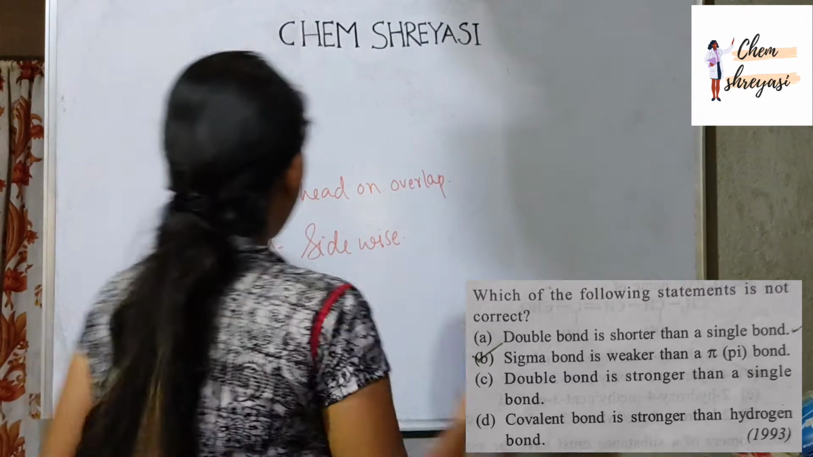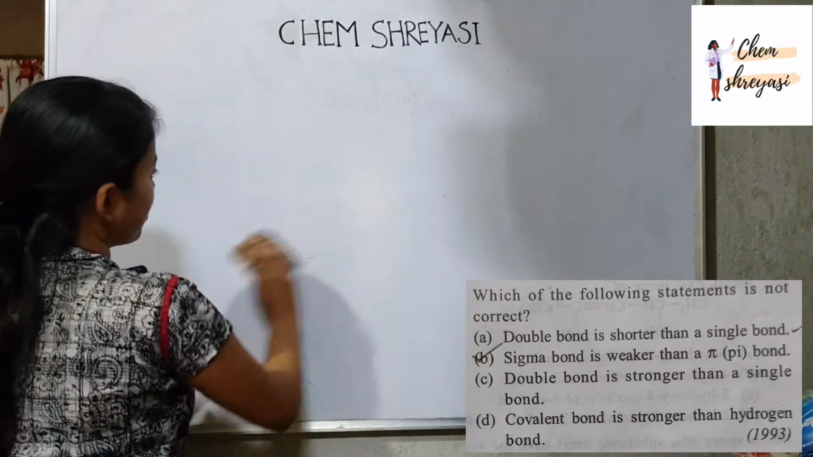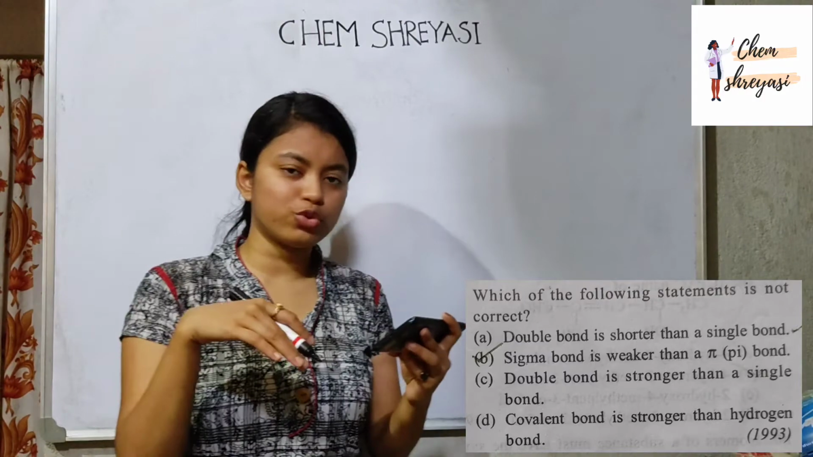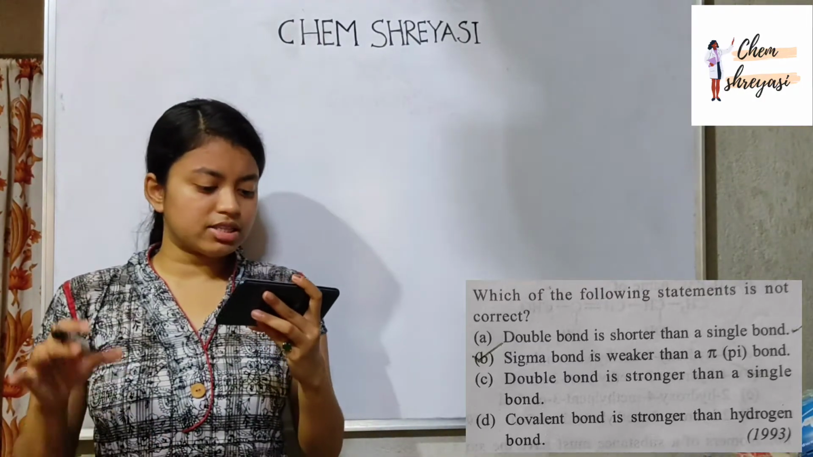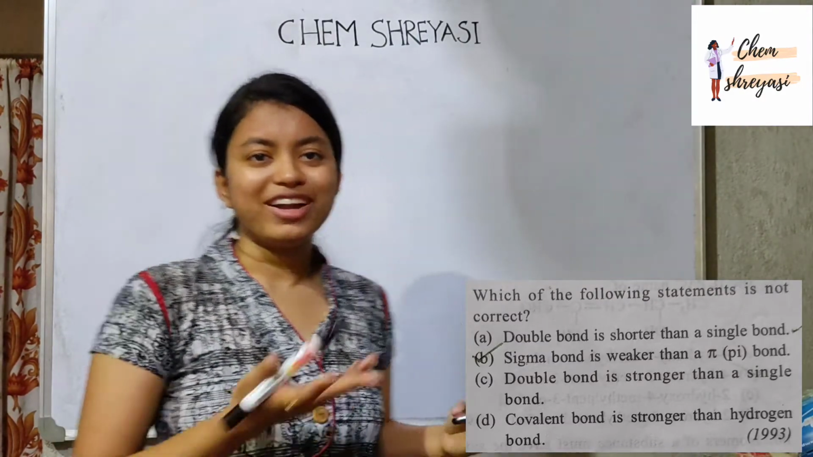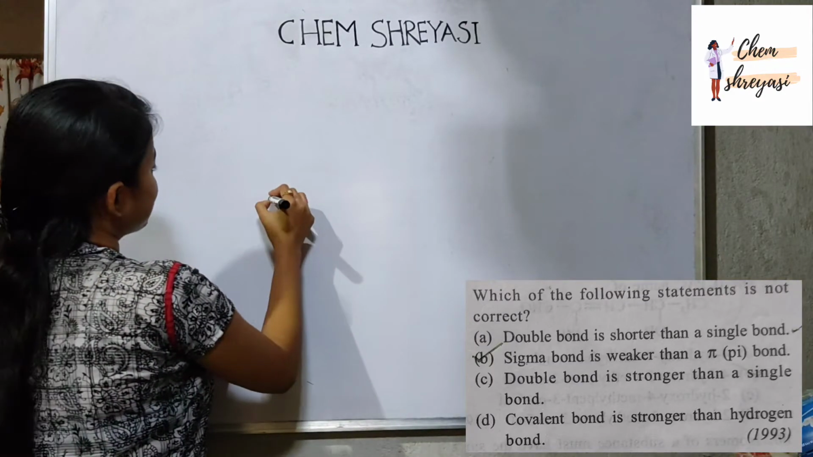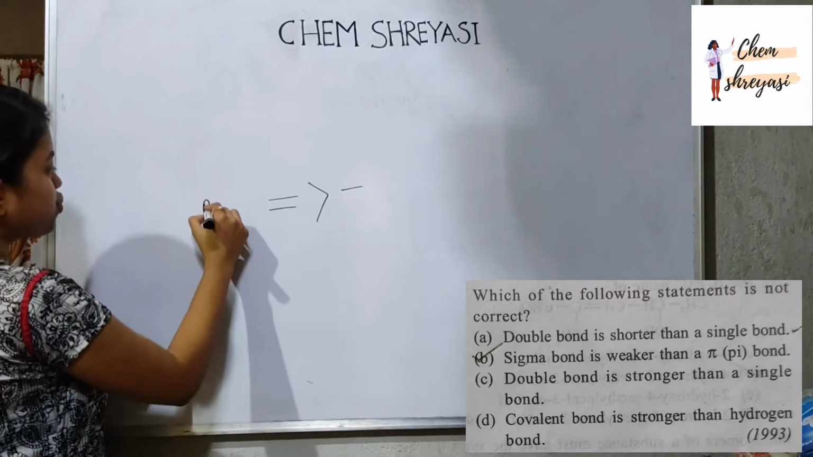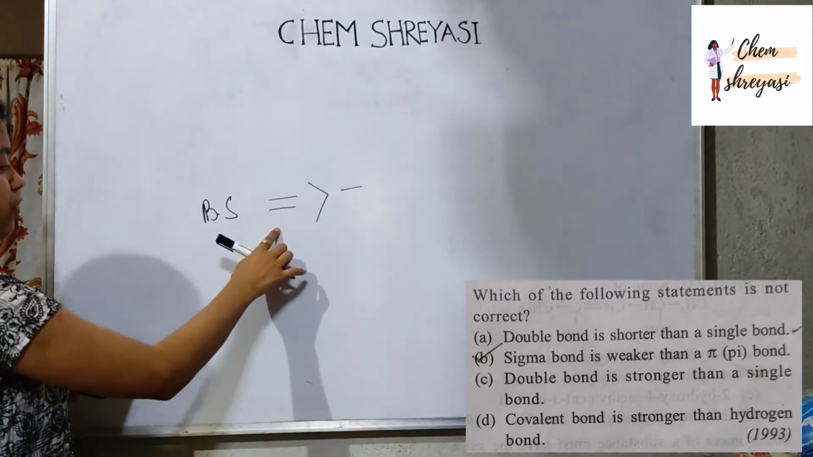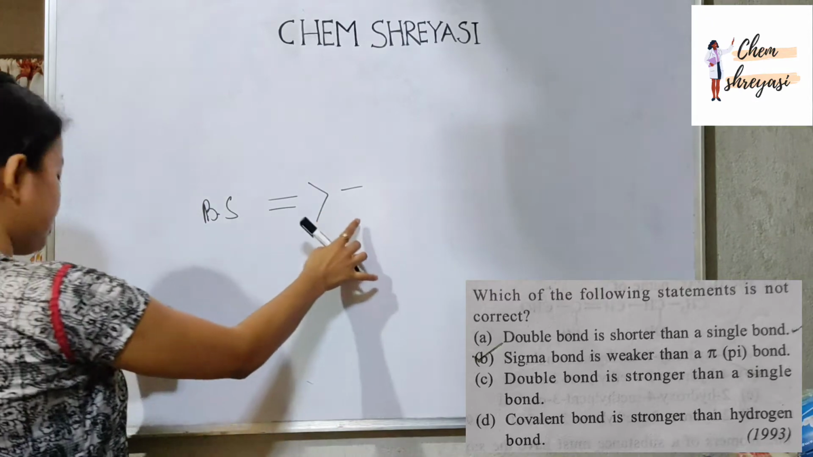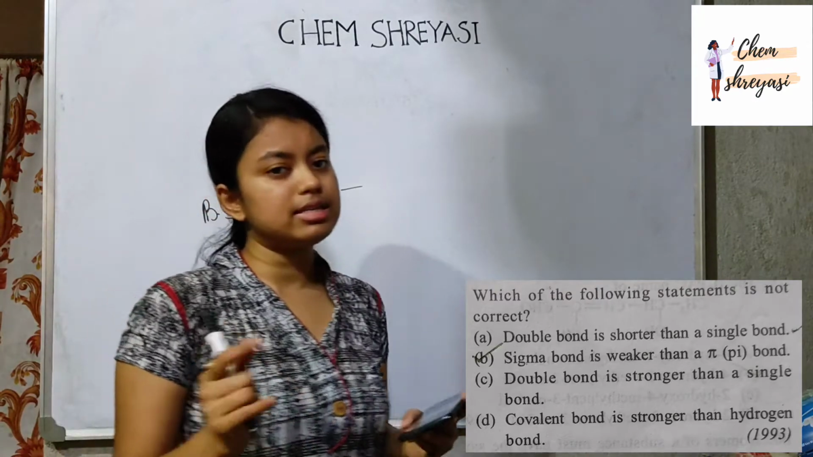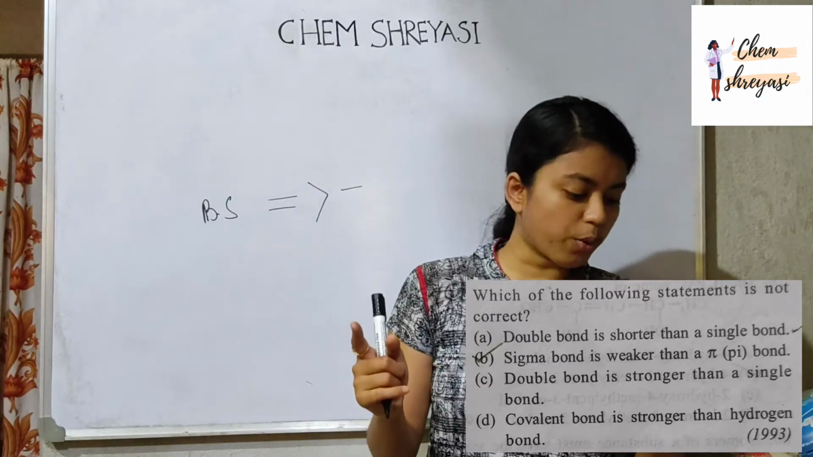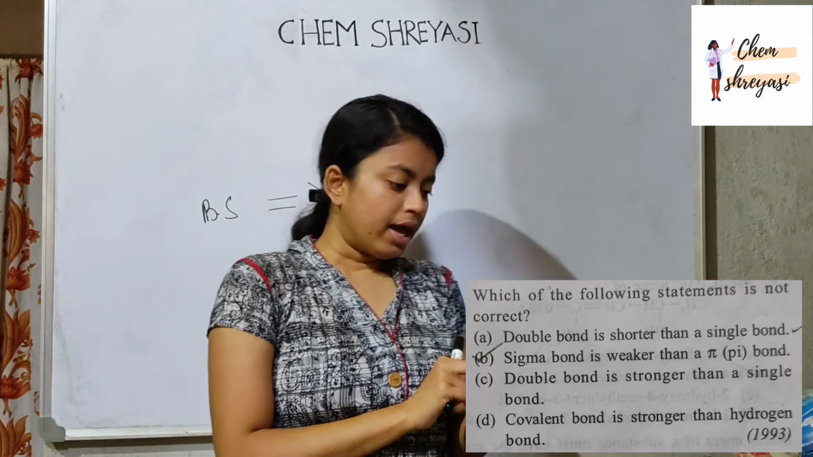Now moving to option C. We have found out which one is our right option. Option B is the right answer. But let's move to the other options. Option C says a double bond is stronger than a single bond. Again, the bond strength is highest in a triple bond, then double bond, then single bond. And that's why we can easily understand that a double bond is much stronger than a single bond. So, option C is correct.